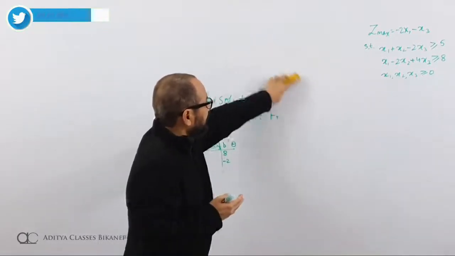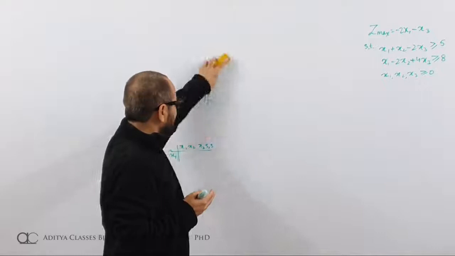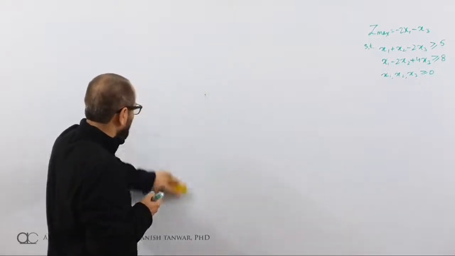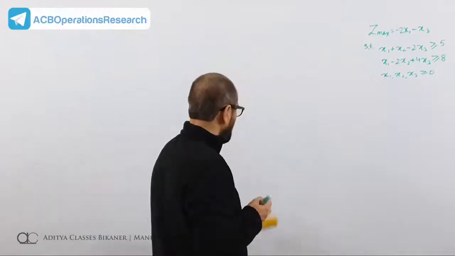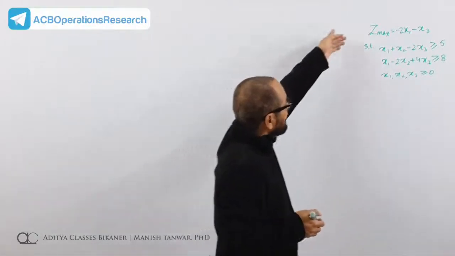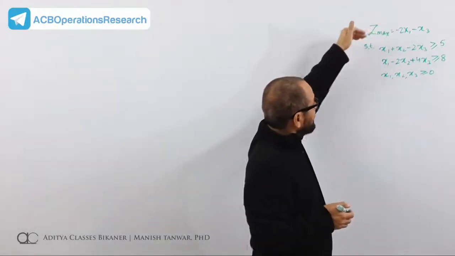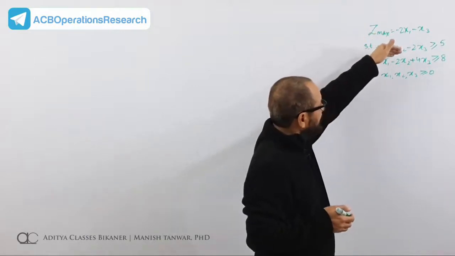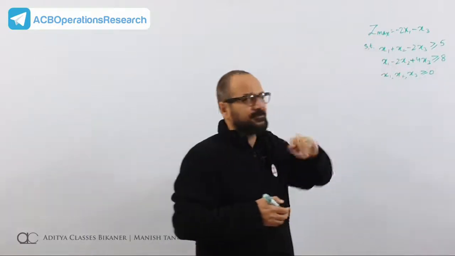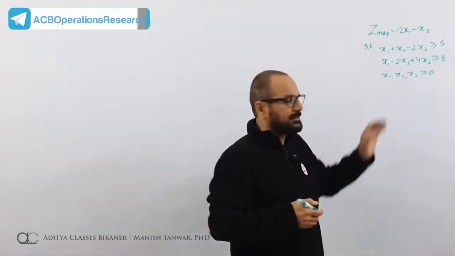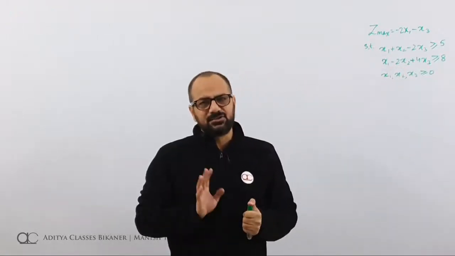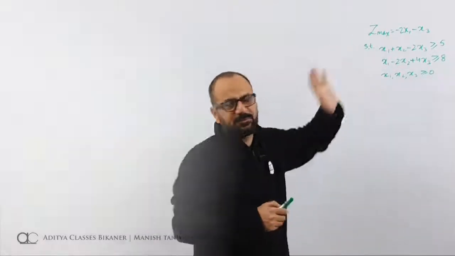We have a very simple problem over here. In order to understand, I have taken a very small problem with minimum possible constraints. So let us have a look at this problem. What does this problem say? It says Zmax is equal to minus 2x1 minus x3 subject to x1 plus x2 minus 2x3 is greater than or equal to 5. Then we have another constraint greater than or equal to 8. Then all variables should be greater than or equal to 0. So this is the situation that we have been provided with.